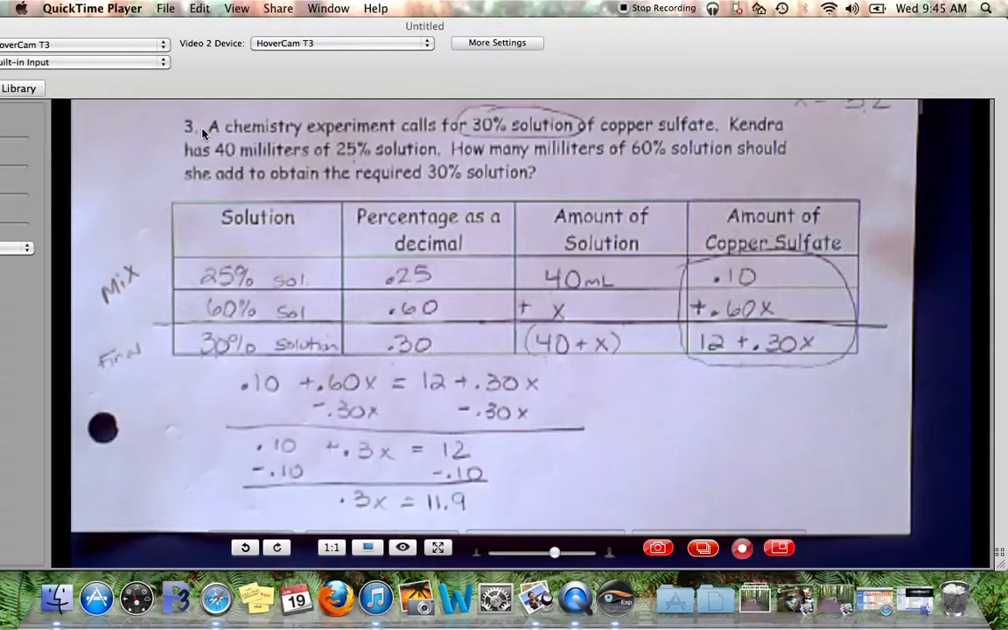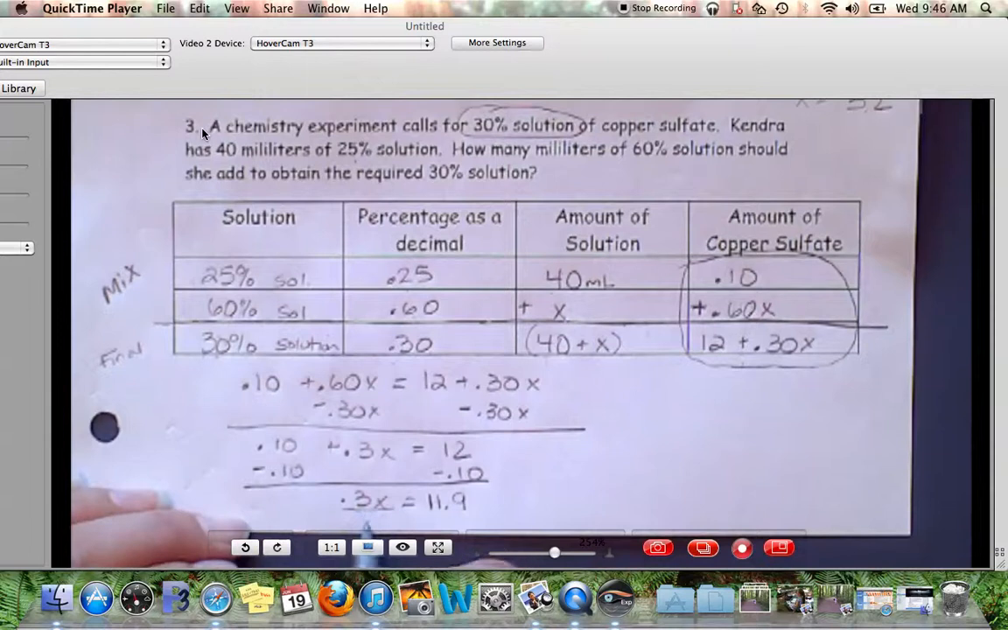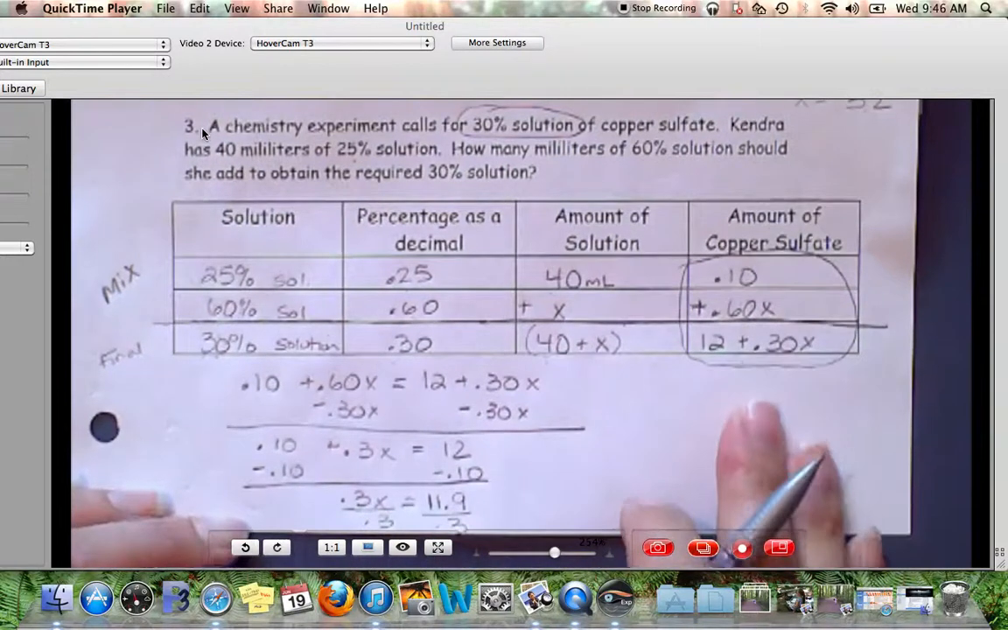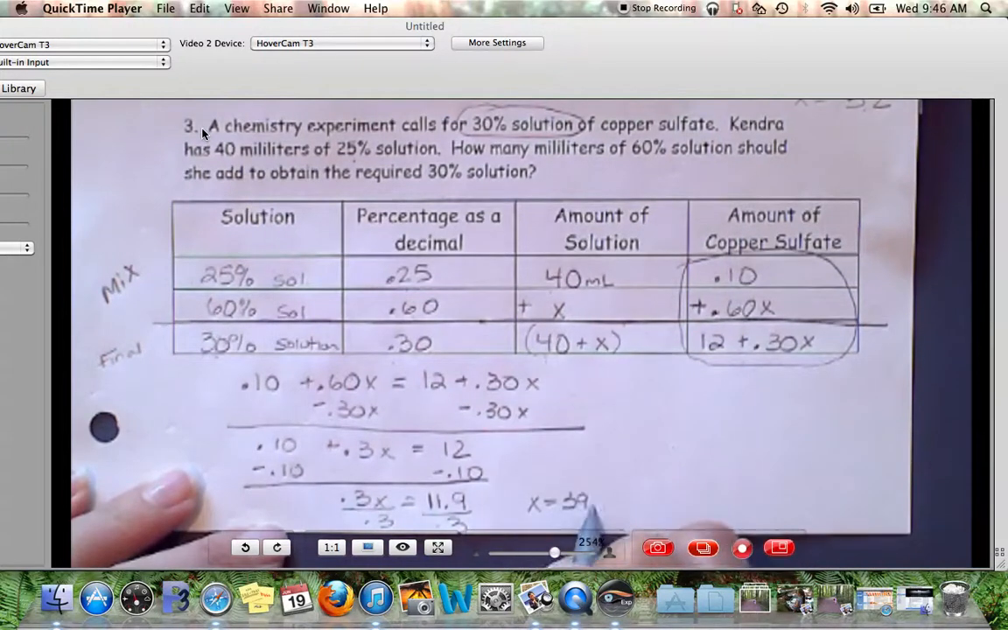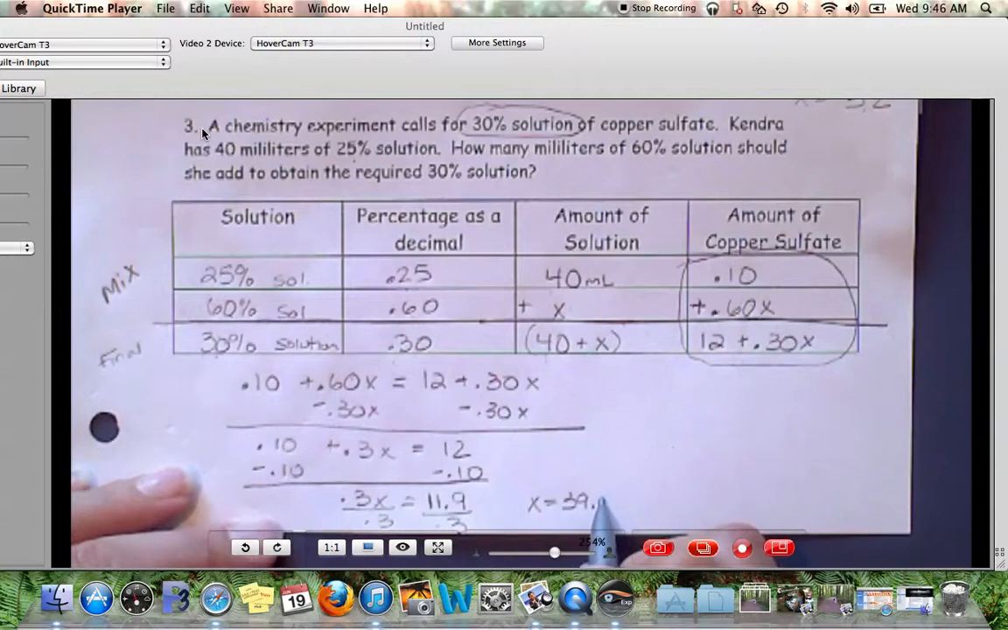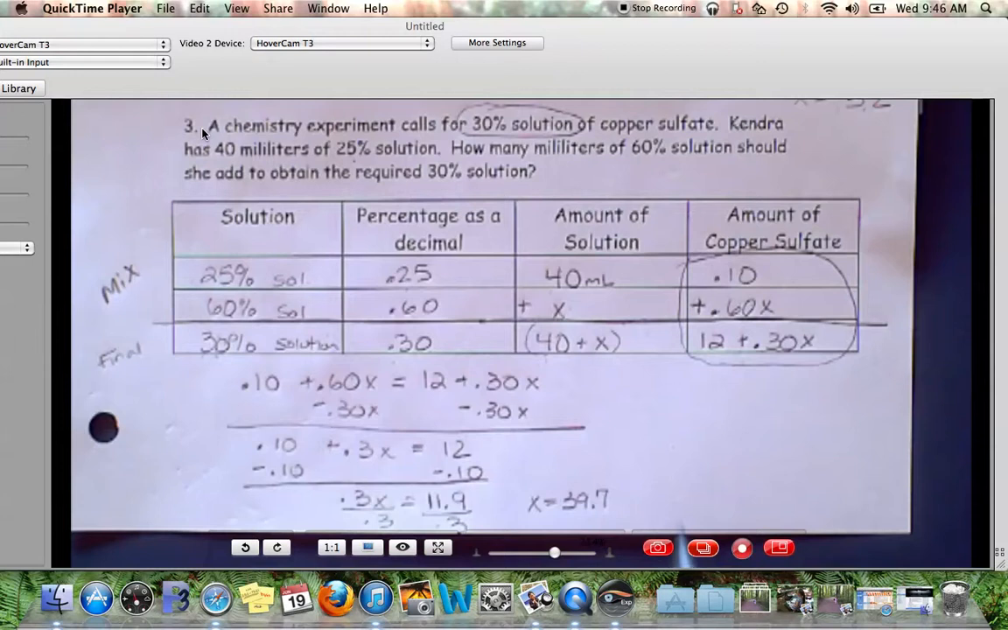Now when we take 11.9 and divide it by 0.3, we get 39 2/3, or 39.7. Okay, let's see what happens here.